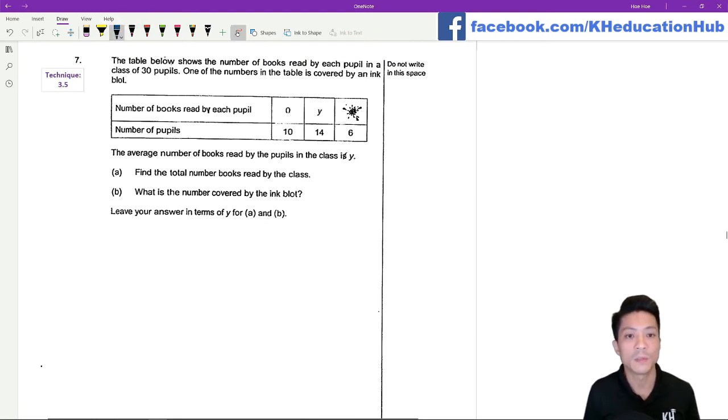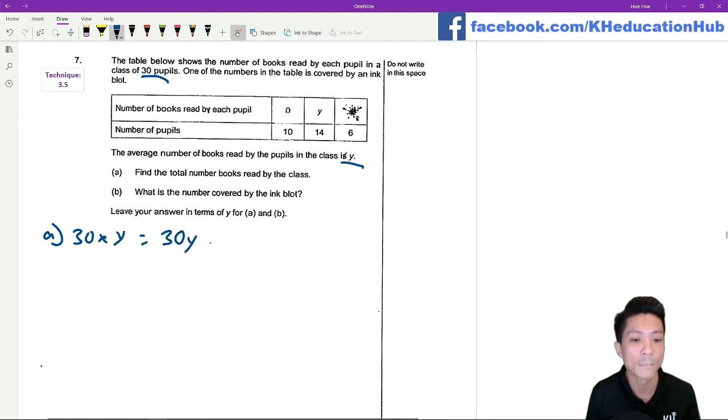Question 7. The table below shows the number of books read by each pupil in a class of 30 pupils. One of the numbers in the table is covered by an ink blot, which is this one. The average number of books read by the pupils in the class is Y. Find the total number of books read by the class. Average number of books read by the pupils is Y, which means that if you use 30 times Y, the answer for part A is just 30Y.